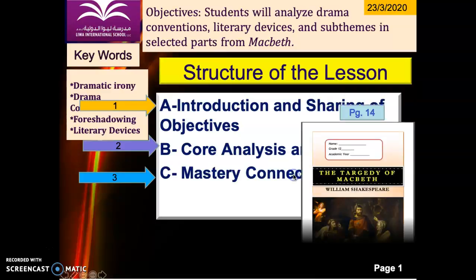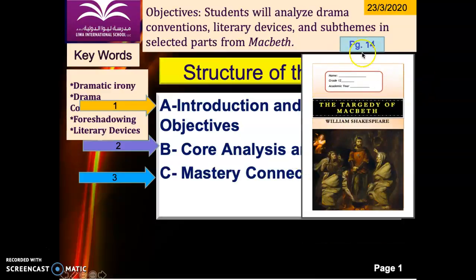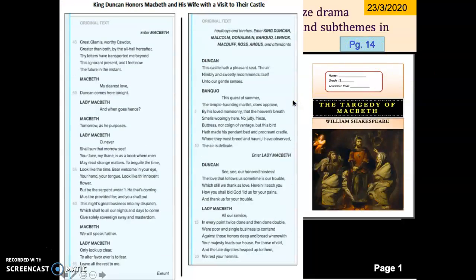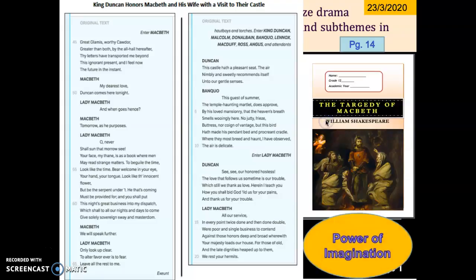The resource that you will need for today will be the handbook, page 14. If you have the hard copy, you can refer to it. If you don't have the hard copy, then you can alternatively refer to the PDF that is uploaded on Google Classroom. But apart from this, you will definitely need something very important: the power of your imagination.